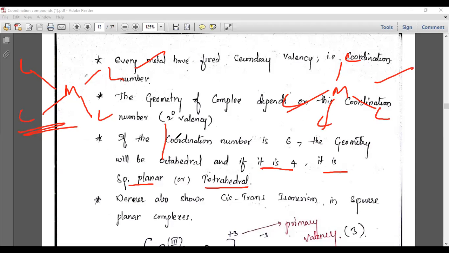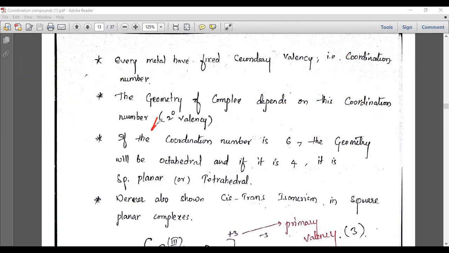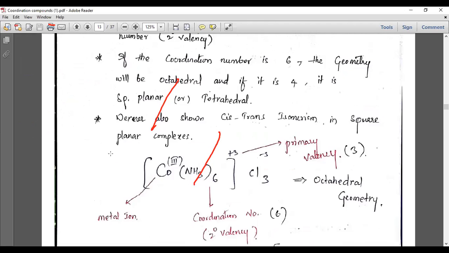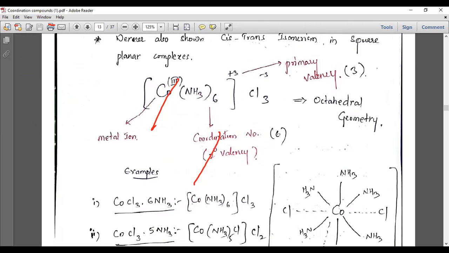And Werner also showed the cis-trans isomerism in particular planar complexes. Now, what actually Werner told, I will tell you exactly here. So see here, once again you can easily understand here.